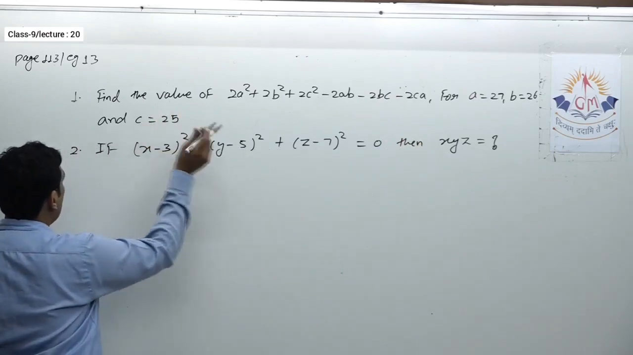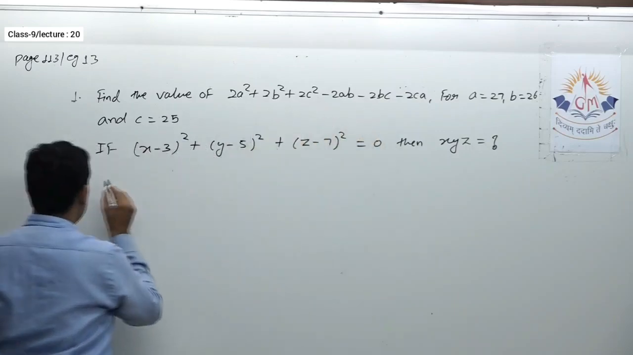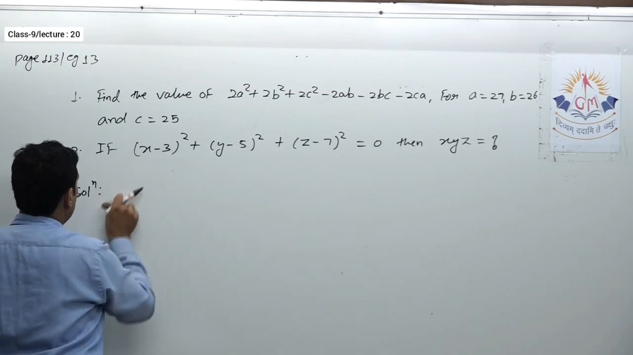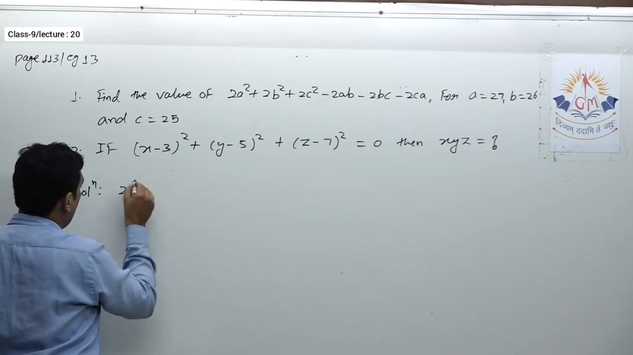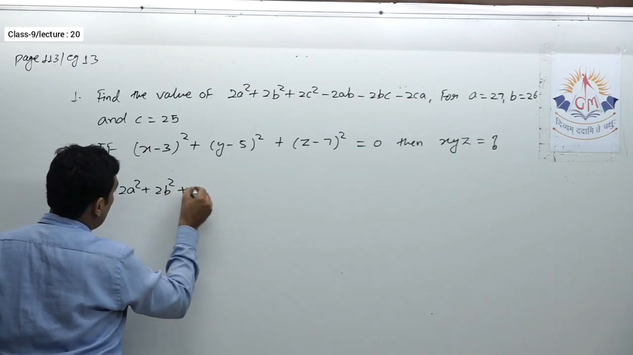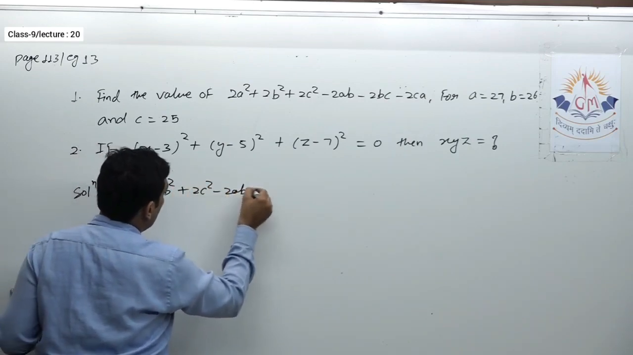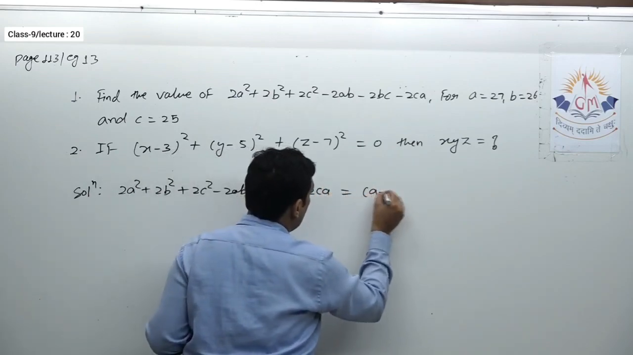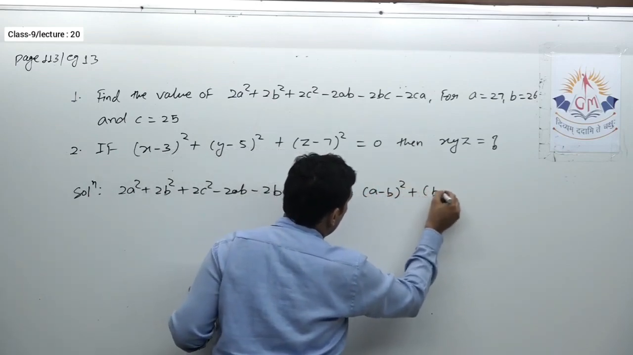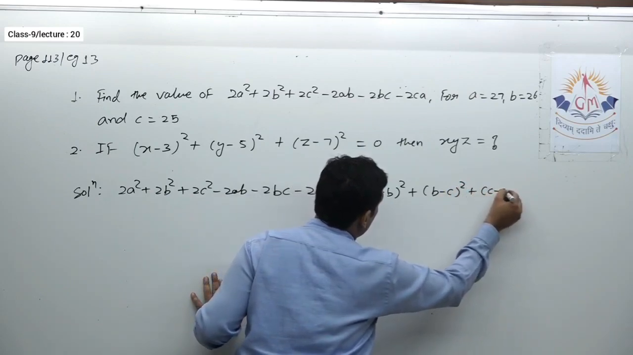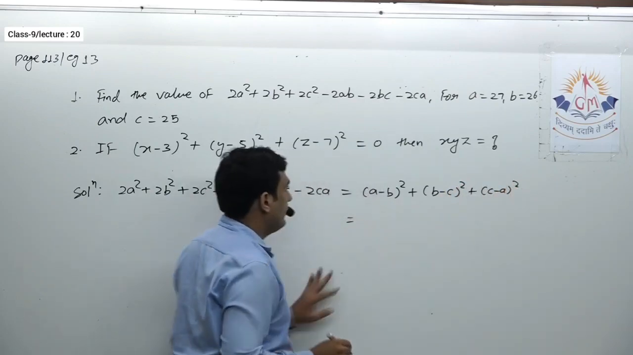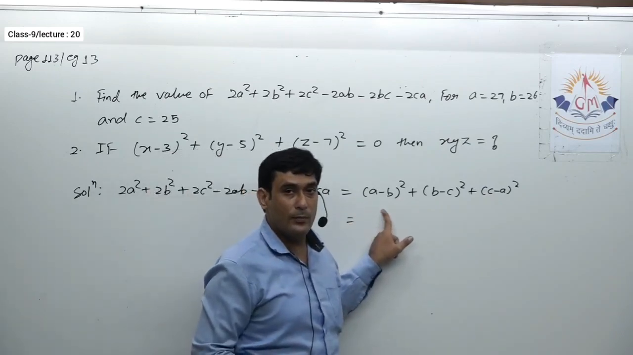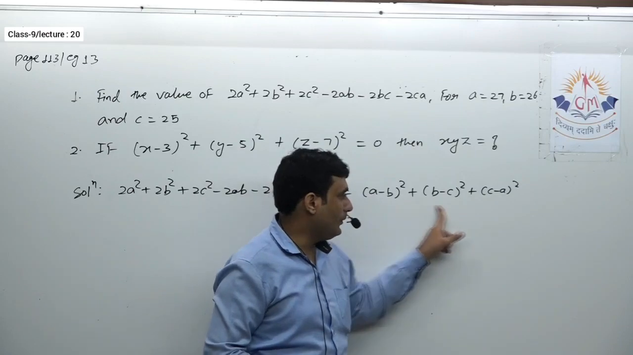See, just right now we saw that 2a square plus 2b square plus 2c square minus 2ab minus 2bc minus 2ca is equal to what? (a minus b) whole square plus (b minus c) whole square plus (c minus a) whole square. Just right now we saw this. So instead of putting the values of a, b, c in the original expression, we'll put the values of a, b, c over here.